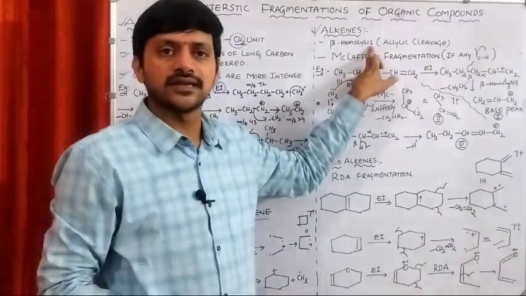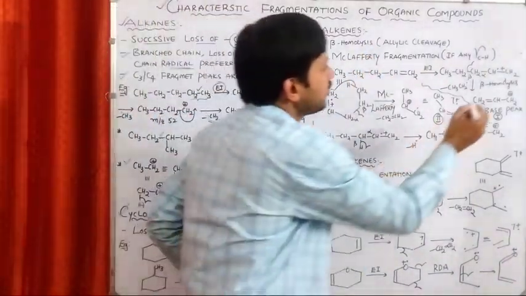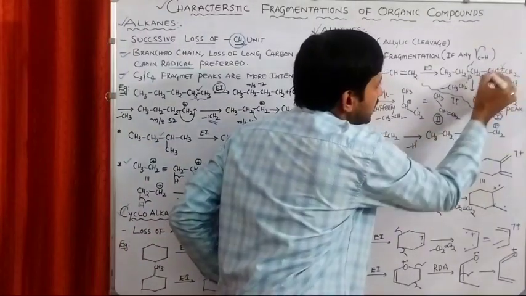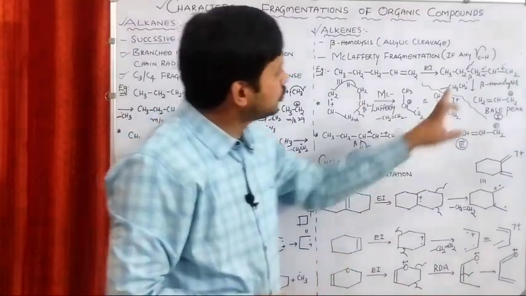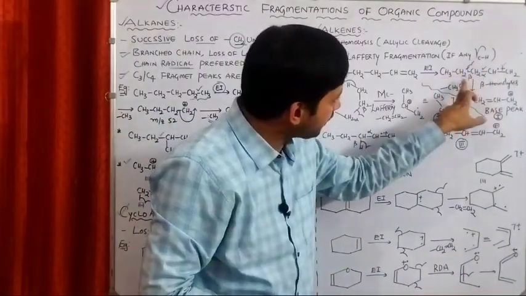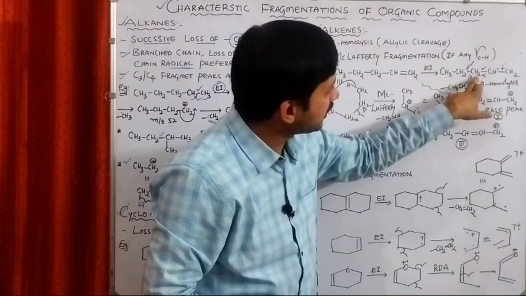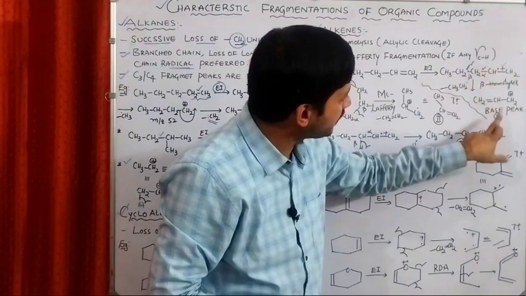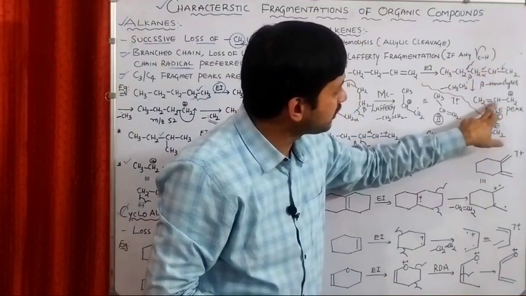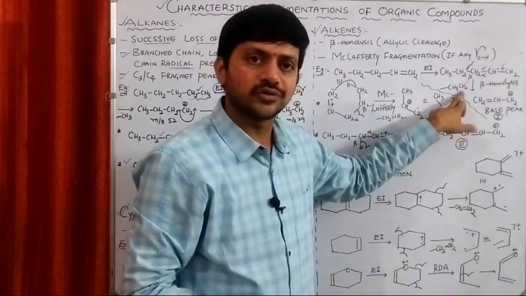Beta homolysis. Beta bond is subjected to the homolytic cleavage. See this one, with respect to this pi bond, this is alpha bond, this one is beta bond. So do the beta homolysis. What will happen? CH3CH2 radical and CH2 radical. This CH2 radical and this CH radical can form a pi bond. Thereby we are getting CH2=CH-CH2+ and CH3CH2 radical is removed.